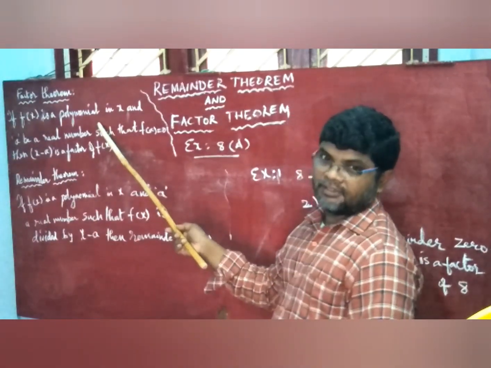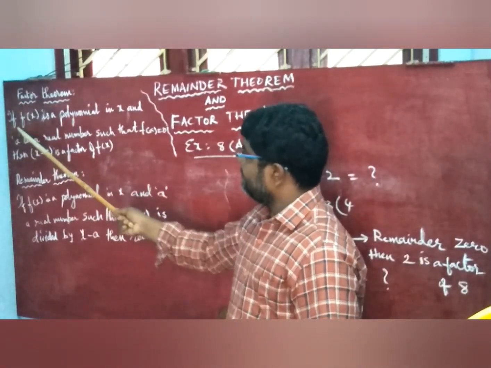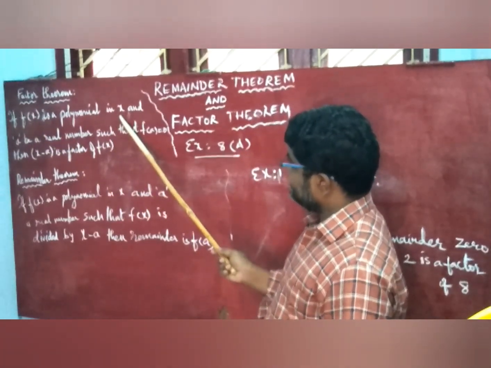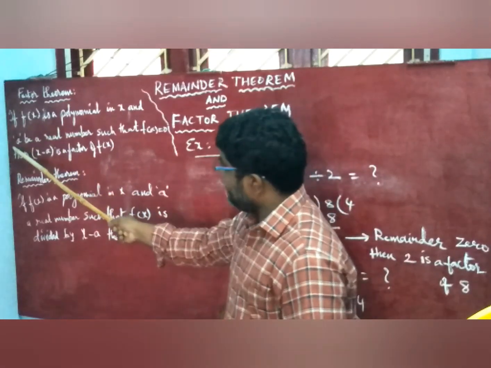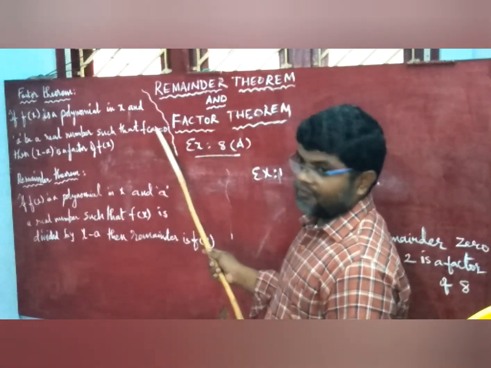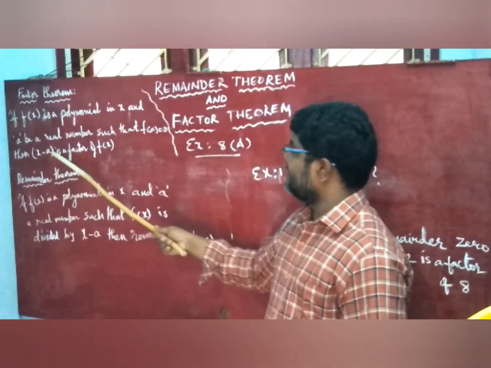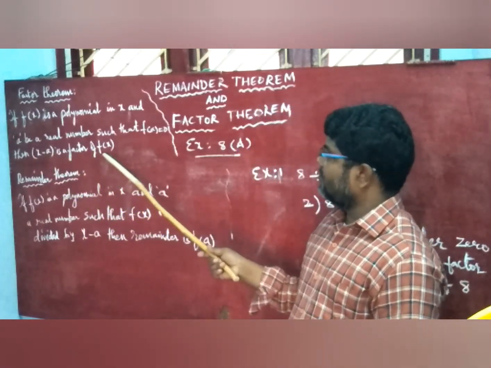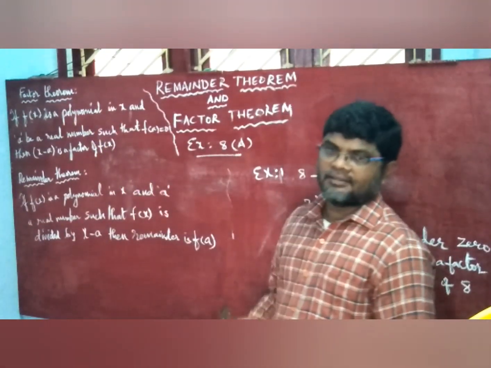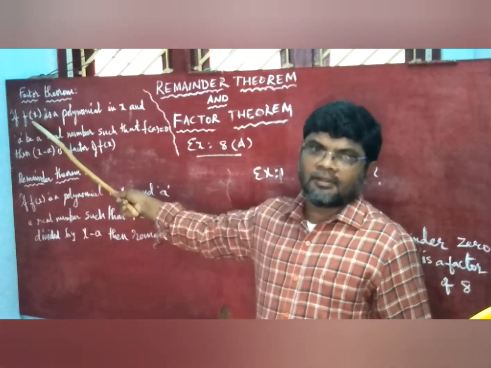Here is the definition for Factor Theorem. If f of x is a polynomial in x and a is a real number such that f of a is equal to 0, then x minus a is a factor of f of x. This is the definition for factor theorem. What is f of x?